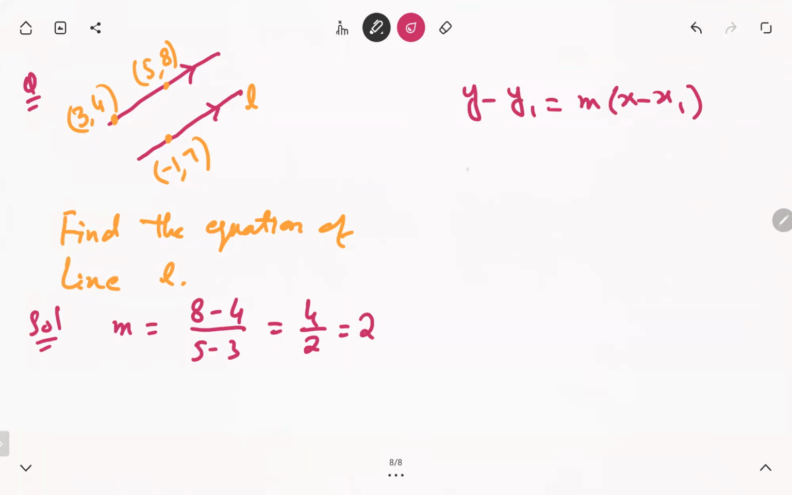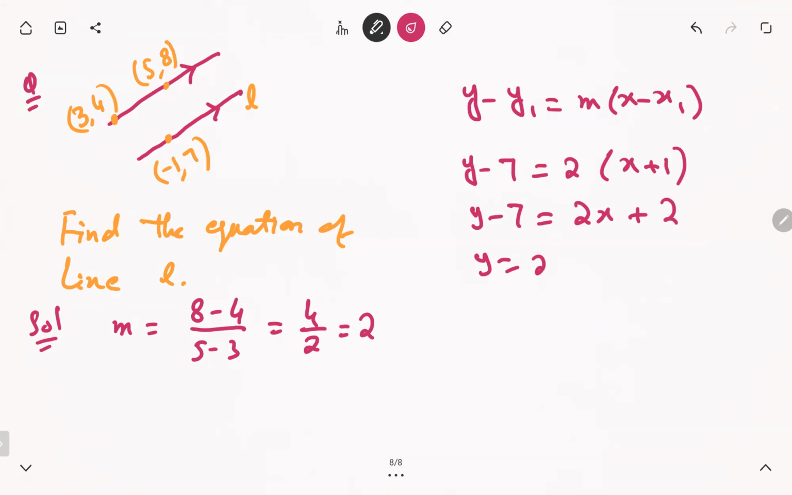So it is y minus 7 is equal to 2 times x plus 1. y minus 7 is equal to 2x plus 2. So y is equal to 2x plus 9. Or if you shift x to the other side, in that case it will be minus 2x plus y is equal to 9.